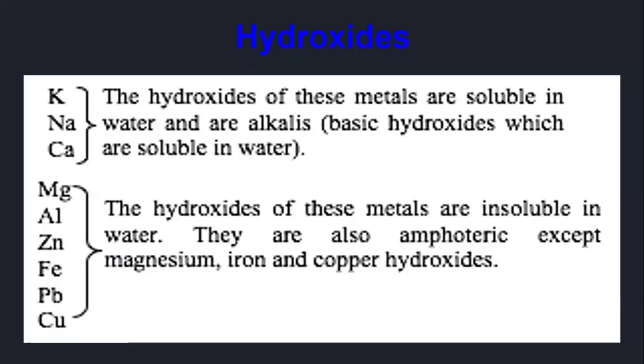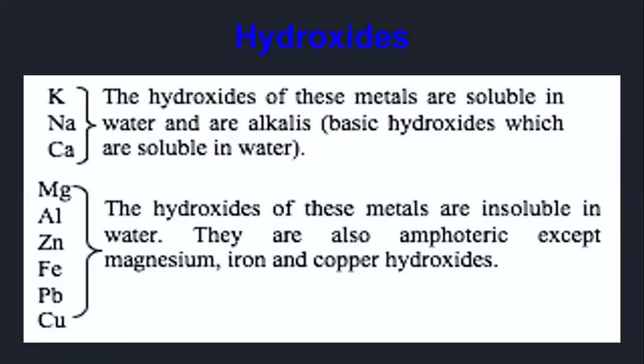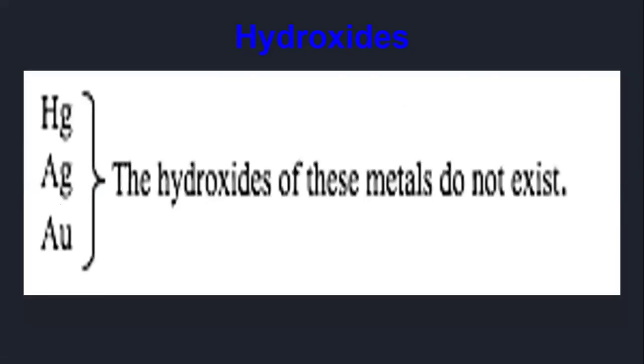So from this we get the concept we talked about before: the nature of the hydroxides of the metals varies according to their position in the reactivity series. So the nature of magnesium will be totally different from the nature of potassium, or the nature of sodium will be totally different from the nature of zinc or iron. Later in the series there are mercury, silver, and the other, and the hydroxides of these metals simply do not exist. So there are no hydroxides of these last three elements in the reactivity series.